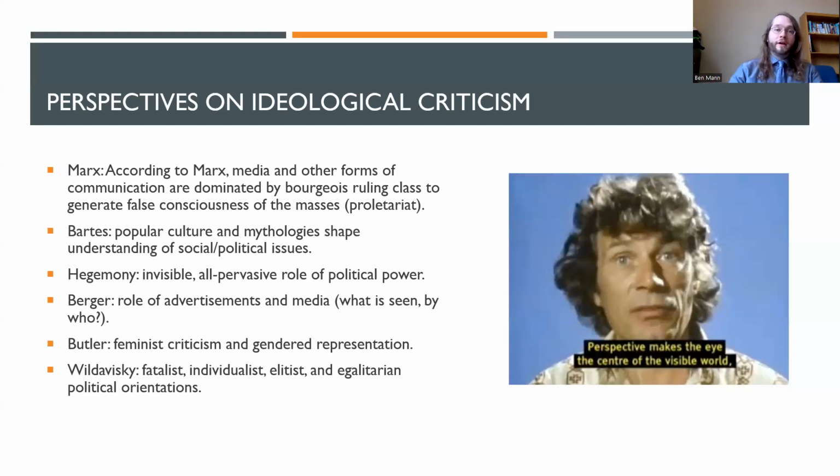The character Rachel, her haircut, her style became extremely popular, and people would say if they were getting a particular haircut, it was the Rachel, right? Dealing with the idea that a sort of gendered performance of something like hair is something that's deeply ingrained with the culture too. We also have Will Davisky, who suggests that different types of political orientations, such as fatalist, individualist, elitist, and egalitarian, are shaping our understanding of events too.